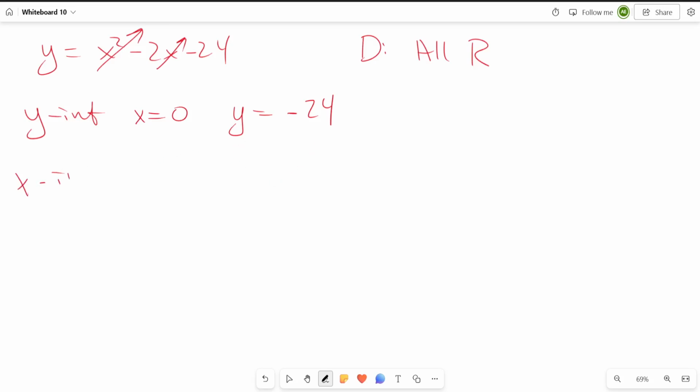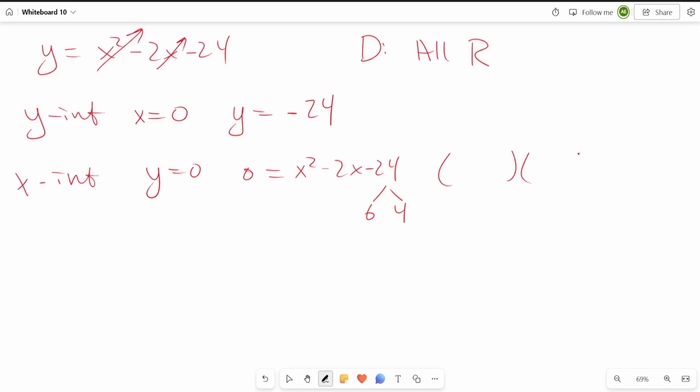And for the x-intercept, I'm going to set y equals 0. So 0 equals x squared minus 2x minus 24. Solving this, I can factorize. I will need two factors that subtract to 2. Factors of 24 are 6 and 4.